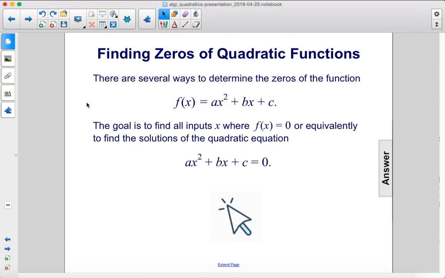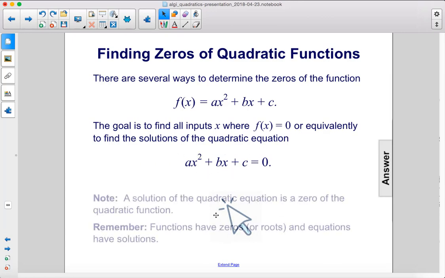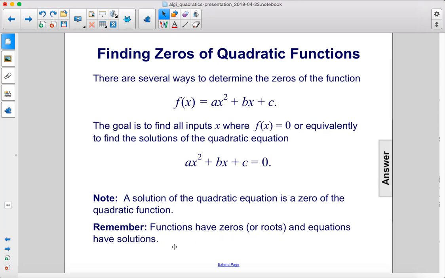There are several ways to determine the zeros of the function f of x equals ax squared plus bx plus c. The goal is to find all inputs x where f of x equals 0, or equivalently, to find the zeros of the quadratic equation ax squared plus bx plus c equals 0. Note, a solution of the quadratic equation is a zero of the quadratic function. And remember, functions have zeros or roots, and equations have solutions.